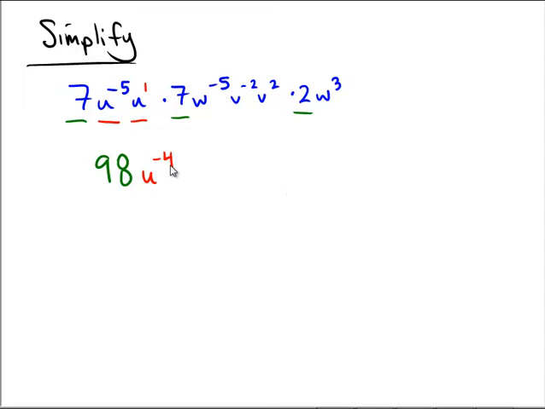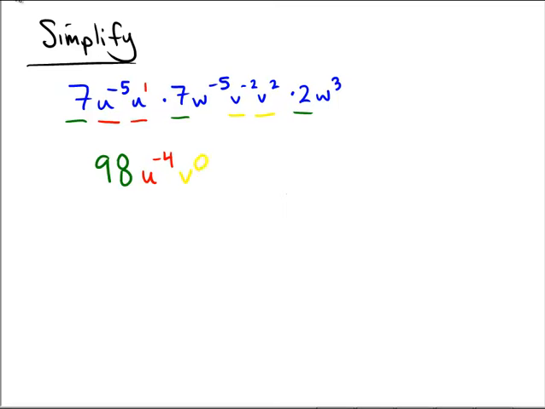Next, let's take the v's. With the v's, we have a v to the negative 2 and a v to the power of 2. Notice that v to the negative 2 and v to the 2 will add together, or the exponents will add together to give us 0. So we'll end up getting v to the power of 0.